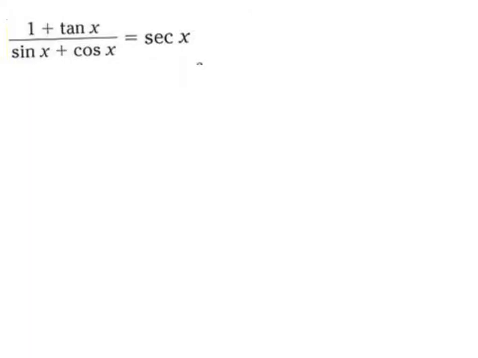Here we want to verify the identity that (1 + tan x) / (sin x + cos x) is equal to secant x. As always, verify the identity means make the left-hand side and the right-hand side look the same. Our basic rule is always to tackle the more complicated side, although it isn't worth having a fight over what that is. In this case, it's pretty clearly that the left-hand side is the more complicated side. So we'll start there.